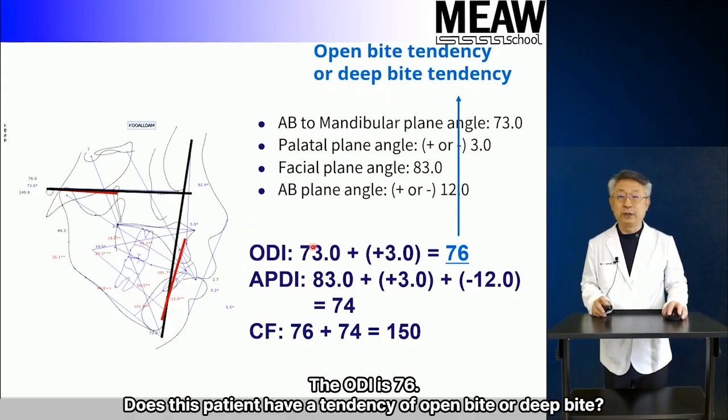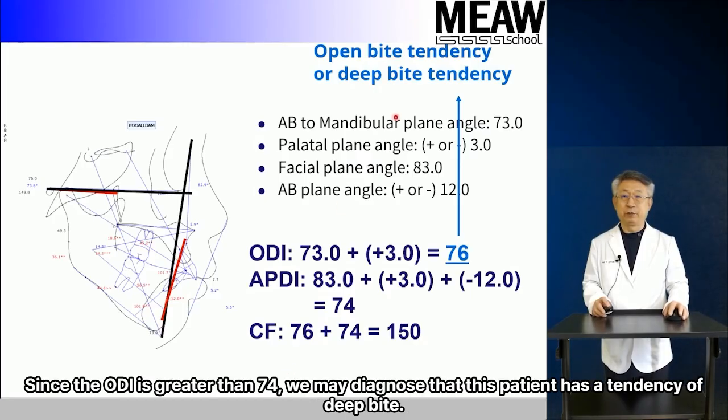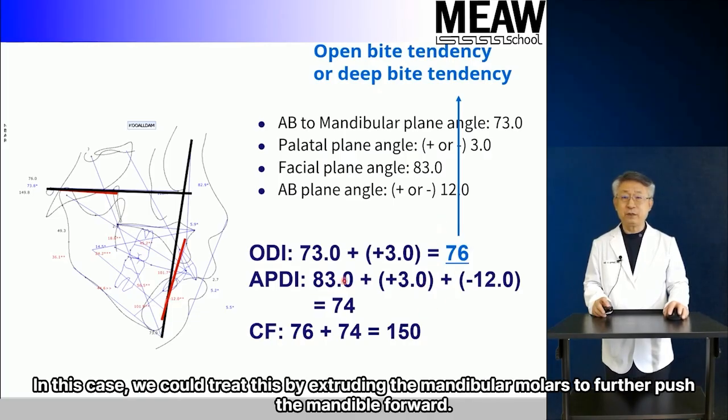The ODI is 76. Does this patient have a tendency of open bite or deep bite? Since the ODI is greater than 74, we may diagnose that this patient has a tendency of deep bite. In this case, we could treat this by extruding the mandibular molars to further push the mandible forward.